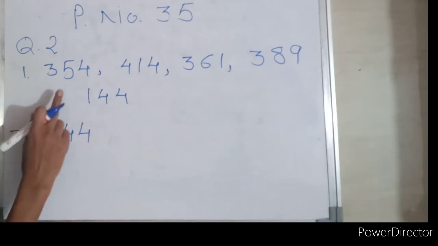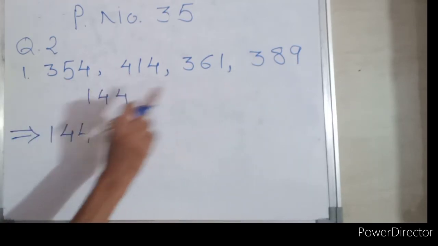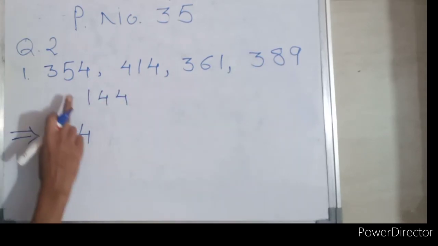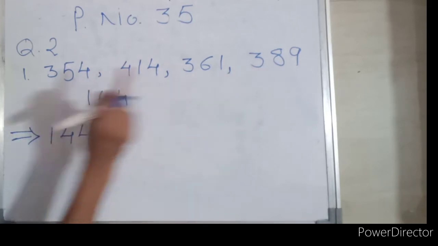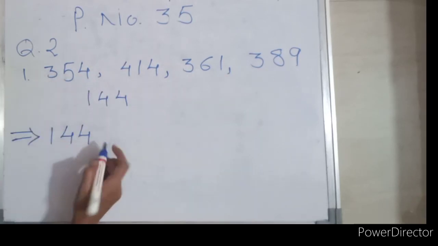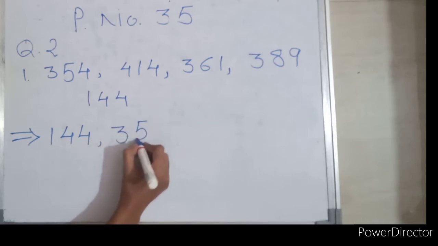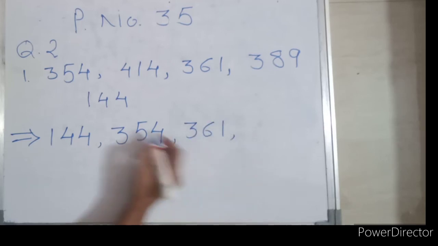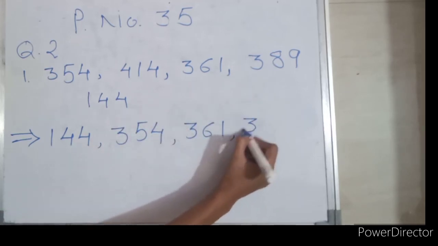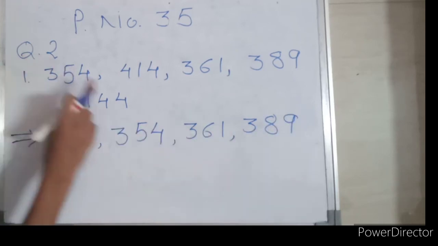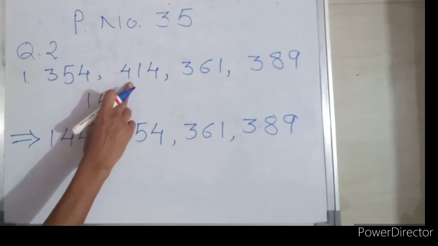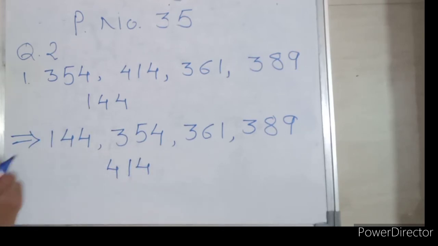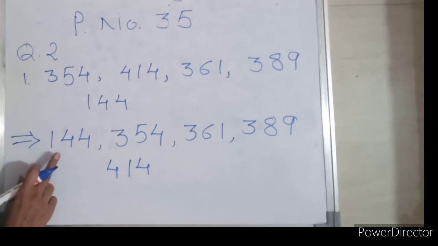So now we need to see the tens place of these three numbers. Here is 5, here is 6, here is 8. So from this 5, 6, 8, 5 is small. So this number will come here, 354. Then this number will come 361 and then this number will come 389 and here hundreds place 4 is there. So at the last this 414 will come. So we arrange these numbers in ascending order.